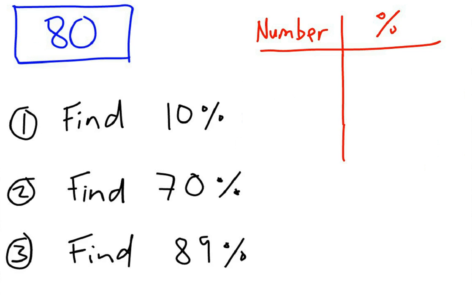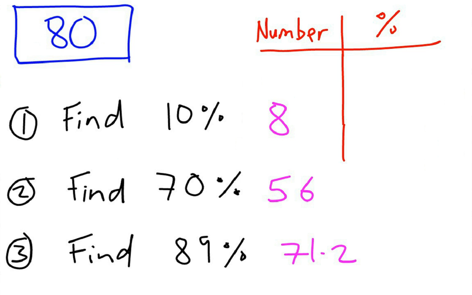Okay, so I'm very quickly going to put the answers up. And there they are. 10% of 80 is 8, 70% of 80 is 56, and 89% of 80 is 71.2. If you got those right, well done. If not, I'd like you to rewind the video to watch the examples again of question 1, 2 and 3, and then have a go.